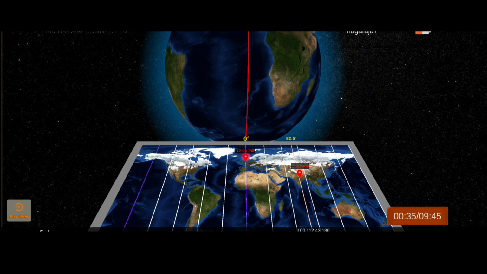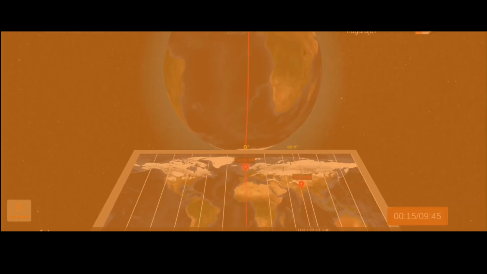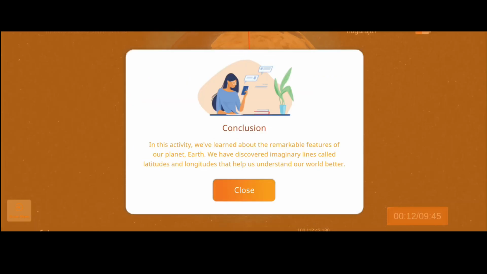The time difference between Greenwich and specific locations varies due to different time zones worldwide. Each region has its own unique time difference compared to Greenwich. So, in this activity, we have learned about the remarkable features of our planet, Earth. We have discovered imaginary lines called latitudes and longitudes that help us understand our world better.